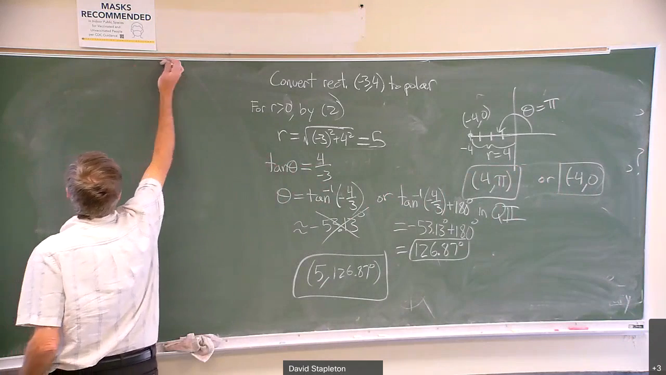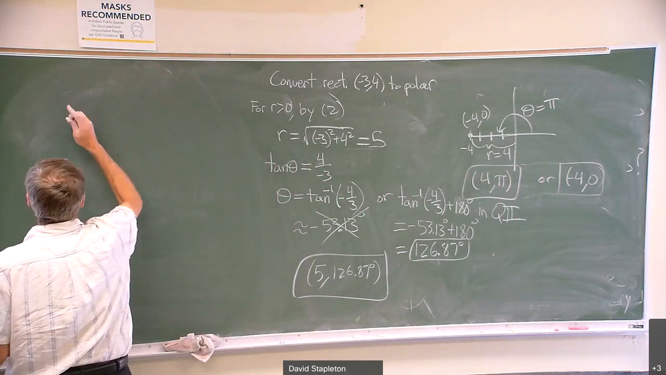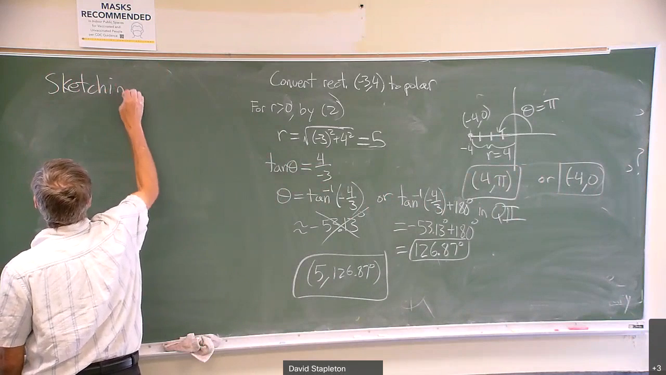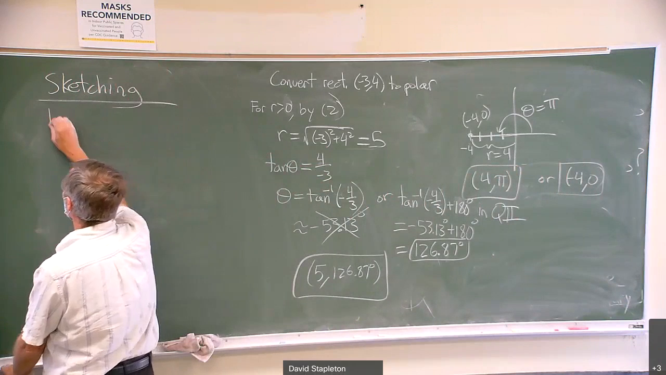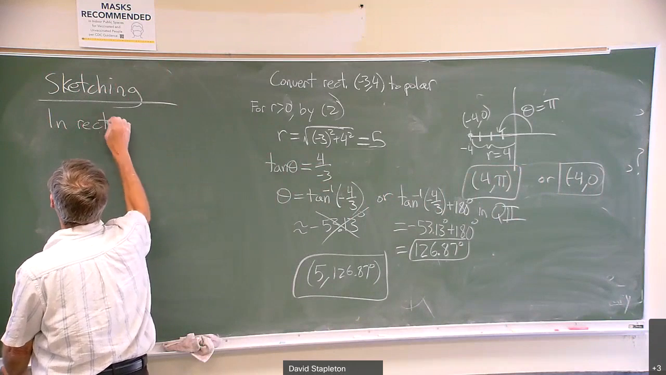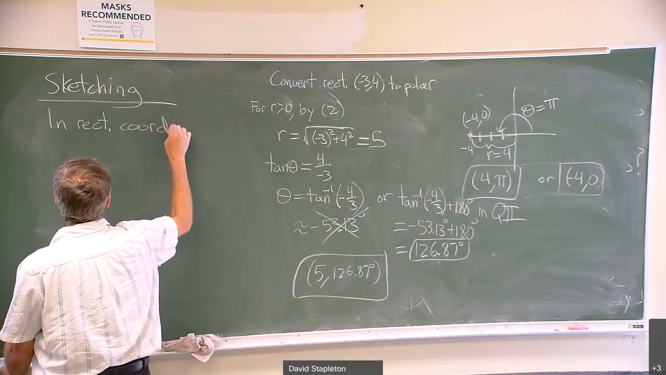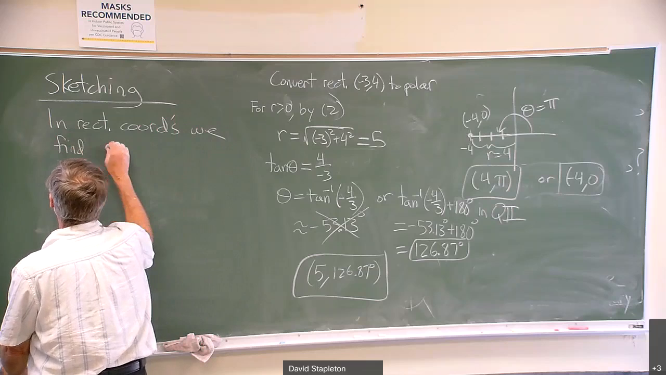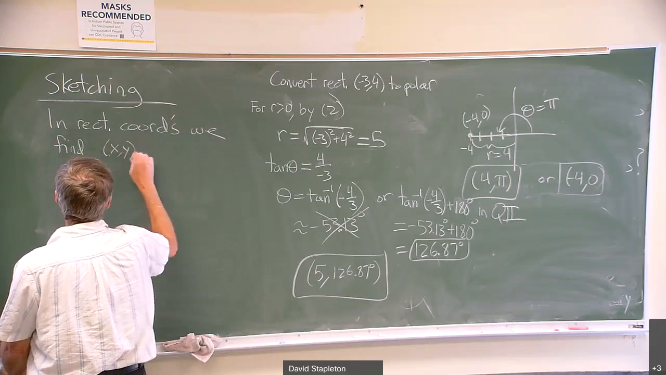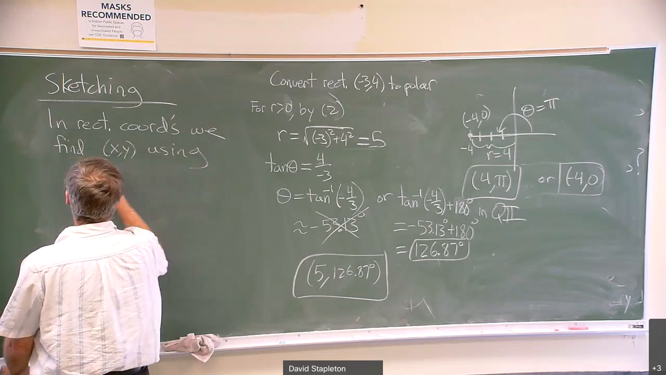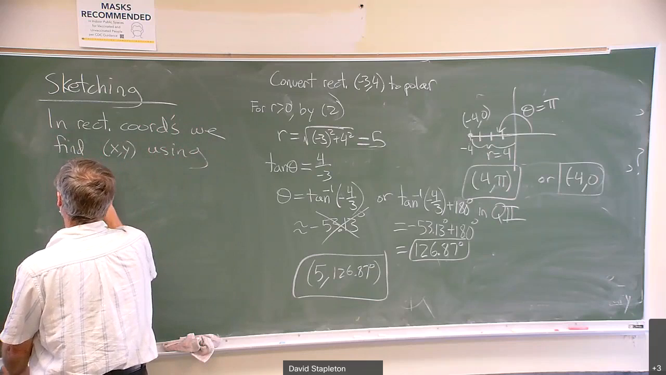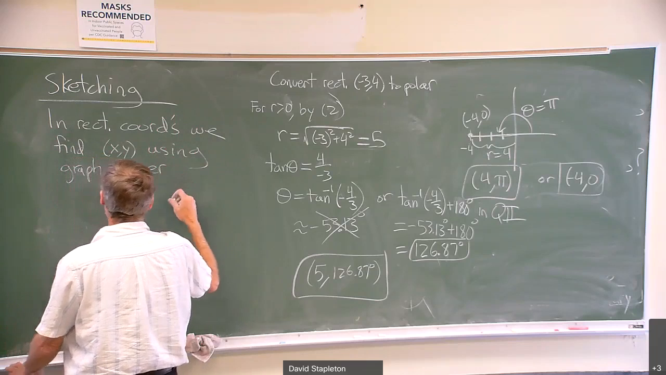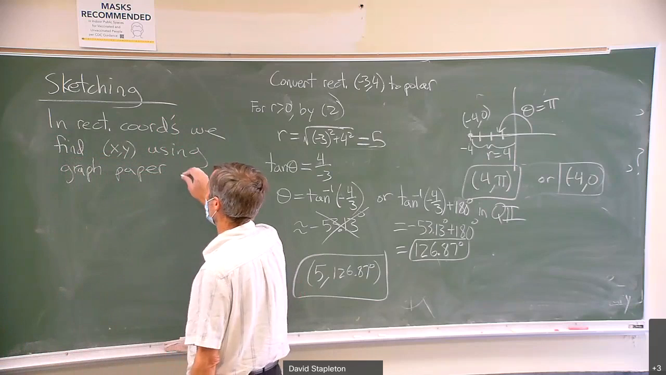Now we also want to convert equations. Oh, actually, let's do one more thing. I need to do sketching polar coordinates, right? In rectangular coordinates, how do you make a sketch? You can use graph paper, right? Graph paper with straight lines. Because each straight line corresponds to holding one of the two coordinates constant.